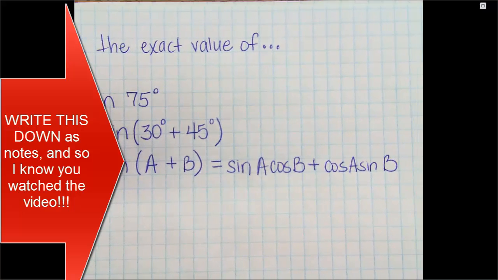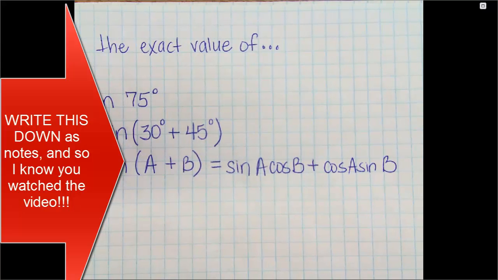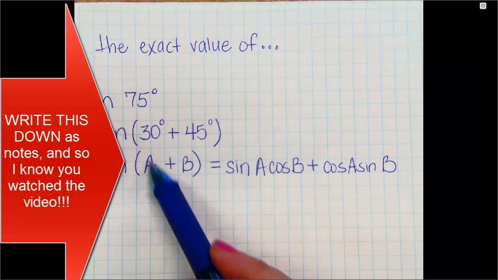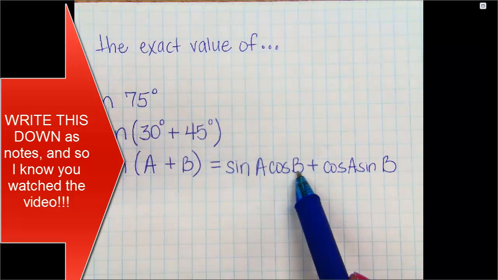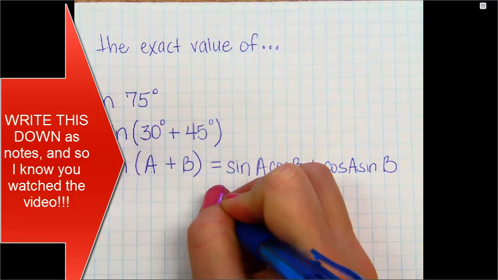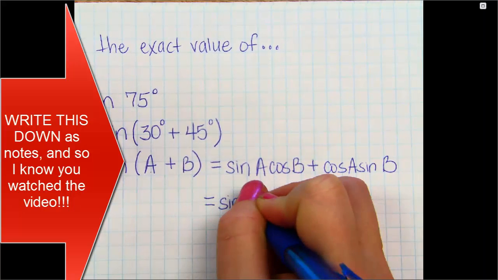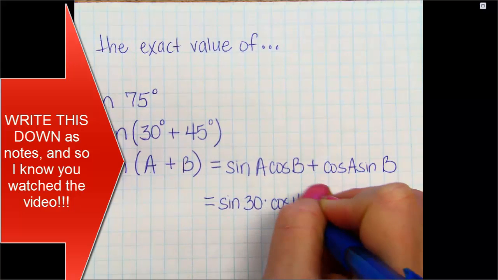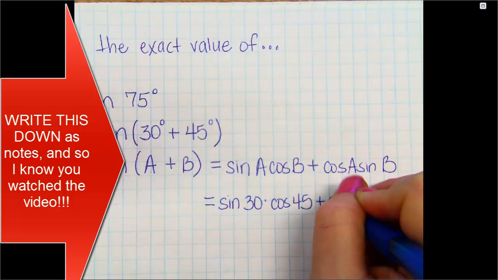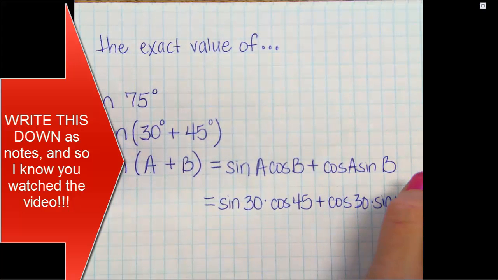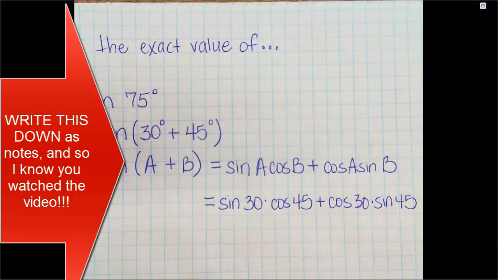And from here it's substitution. The angle above my angle A is 30, so every place I see an A I'll replace it with 30, and every place I see B I'll replace it with 45. So I'm going to evaluate the sine of 30 times the cosine of 45 plus the cosine of 30 times the sine of 45. These are values you know, and if you don't, you need to know them. They're from our unit circle.